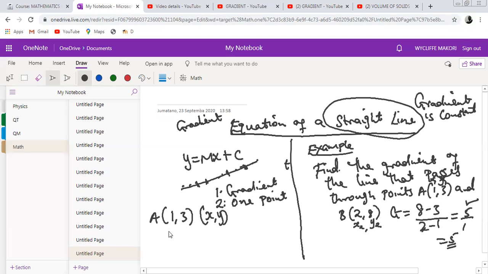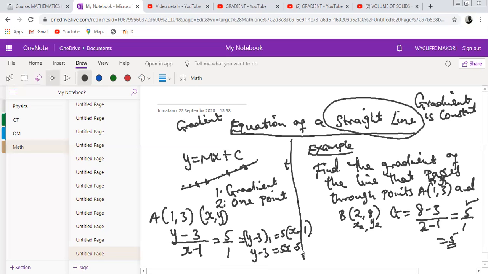So we need to say, therefore, (y minus 3), which is now our y2 minus y1, over (x minus 1), should give us the same 5, which is the same as 5 over 1. If you cross multiply, 1 to multiply here and 5 to multiply here, we are going to have (y minus 3) times 1 is equal to 5 into (x minus 1). Therefore, y minus 3 is equal to, if you open the bracket, 5x minus 5.